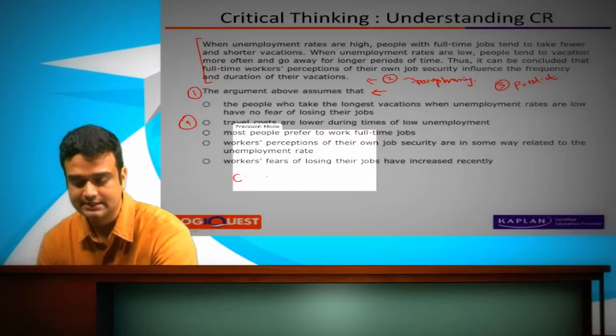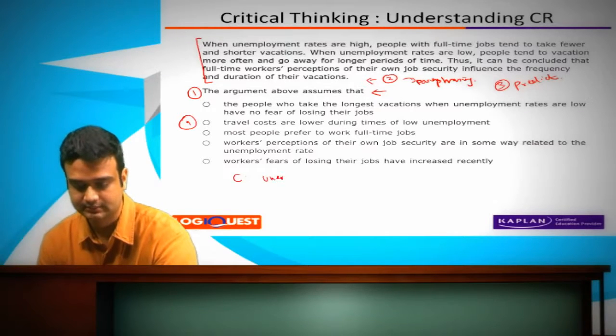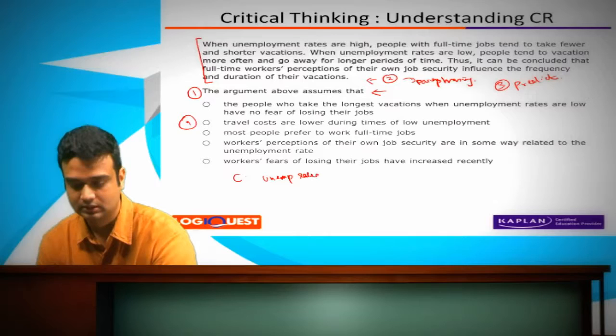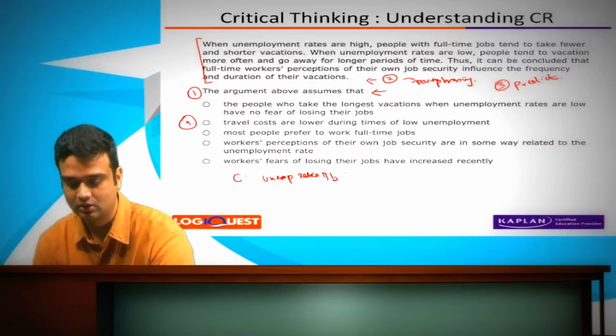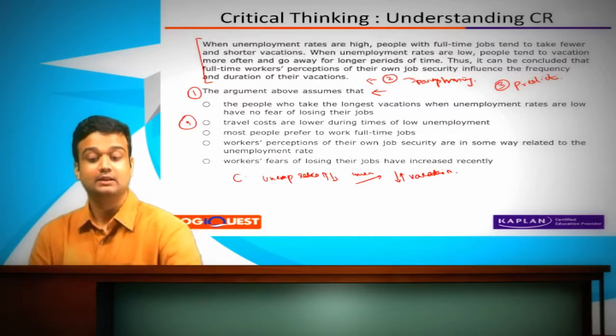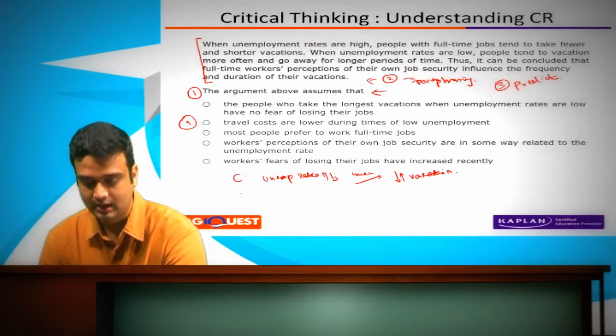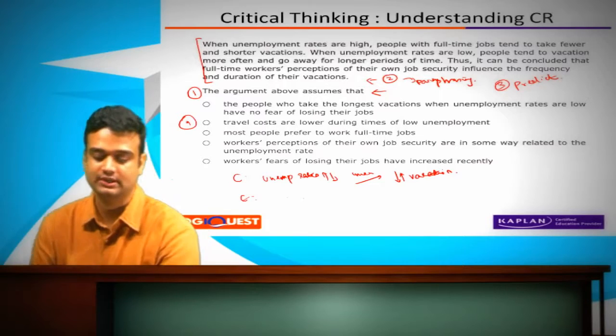So the conclusion here is that the unemployment rates are high and low, and there is an inverse correlation between that and vacation time. So vacation time goes down and up, right? We don't just stop there, right? We are going to find out why he says it, what evidence or reasoning he uses.